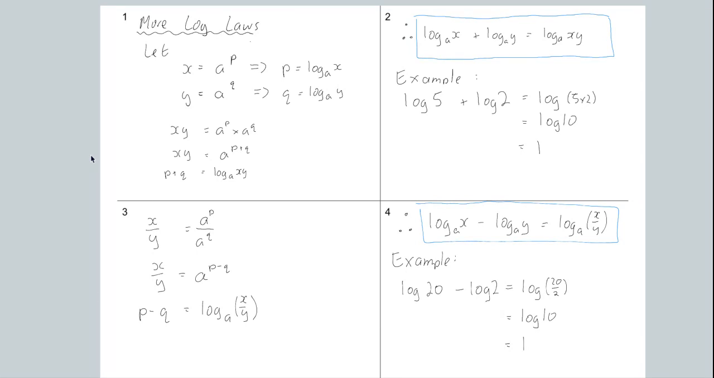Just for the video, I want to switch back. Sorry. So one more rule, which I'll fill in with some detail for the PDF, but it won't be in the video, and that is that log base a of x to the power of n is equal to n log base a of x. I'll put it into the PDF notes, but this is one other rule.